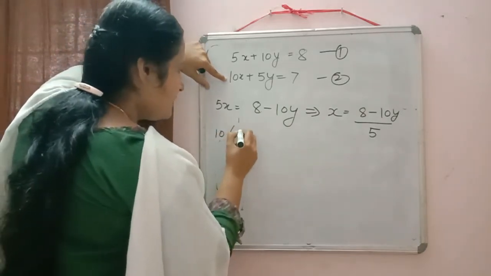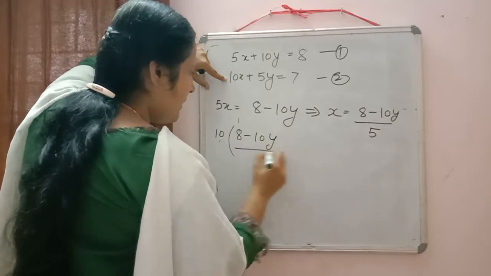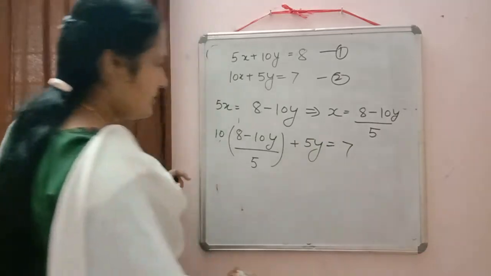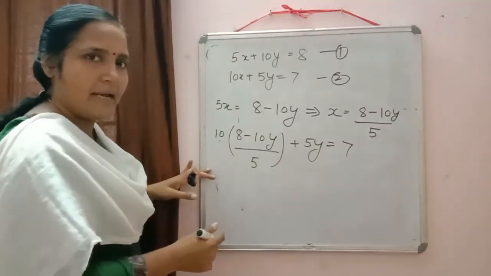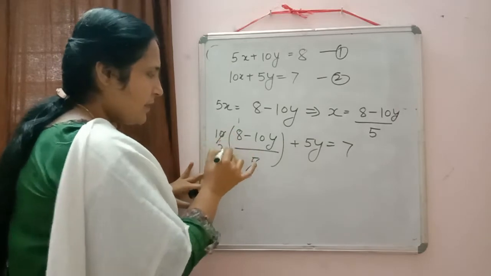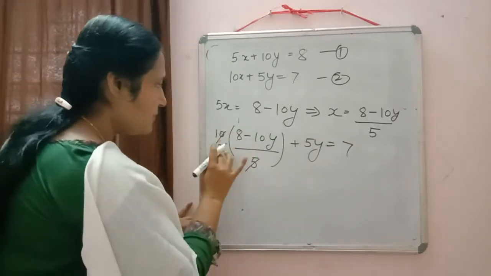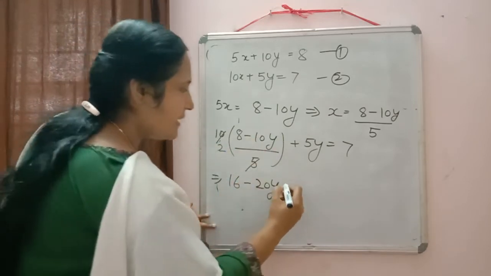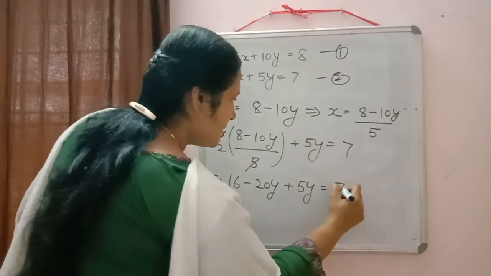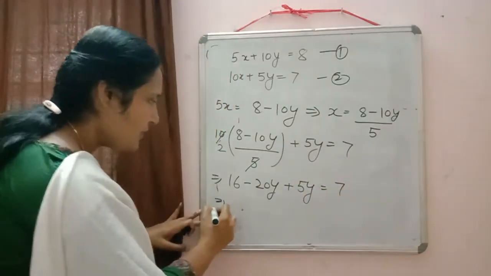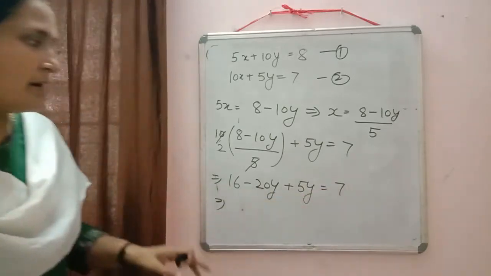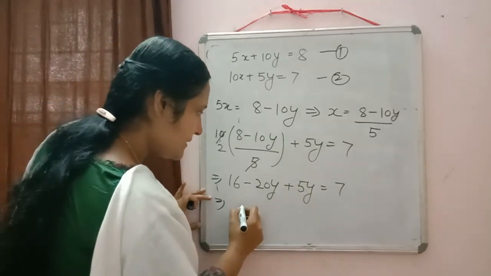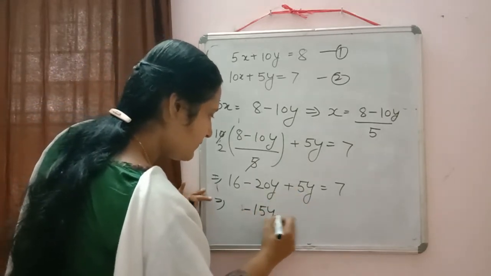So 10 into (8 minus 10y) by 5, plus 5y is equal to 7. Here we don't have to multiply by 5 because we can cancel. 5 2s are 10, so it will be 2 8s are 16. 2 into minus 10y will be minus 20y, plus 5y is equal to 7. Now what can we do? We can shift 16 to the right hand side. So minus 20 plus 5 will be minus 15y.